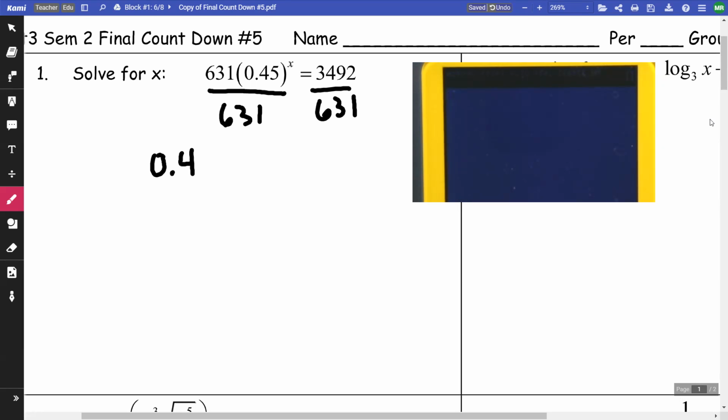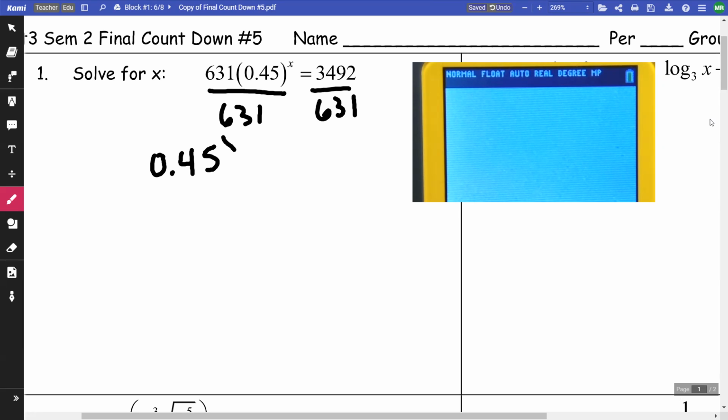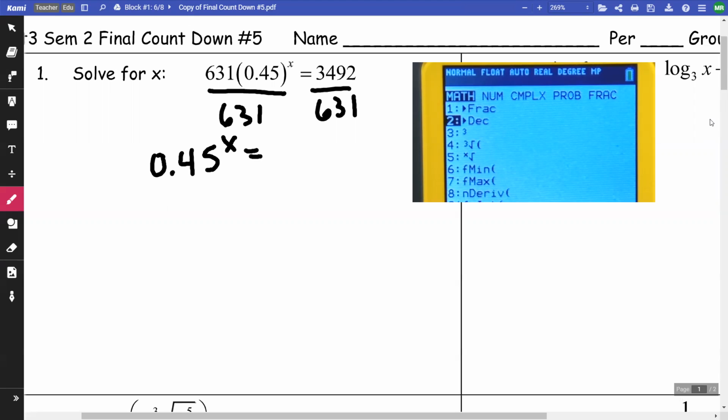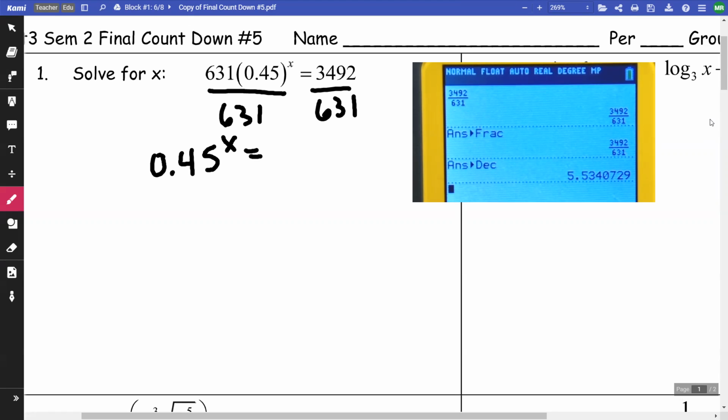And so I'm going to get 0.45 raised to the power x is equal to 3492 over 631. And it doesn't reduce nicely, so I'll type it out. I want it as a decimal, not a fraction. So I get about a 5.53. I'm going to keep it in my calculator.